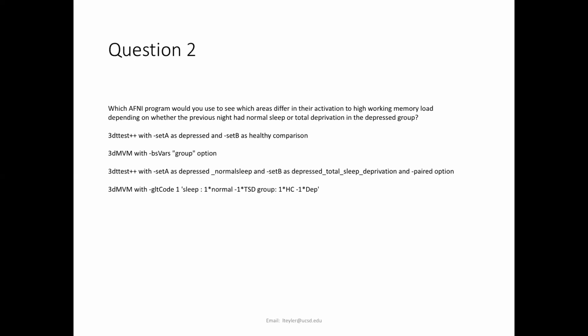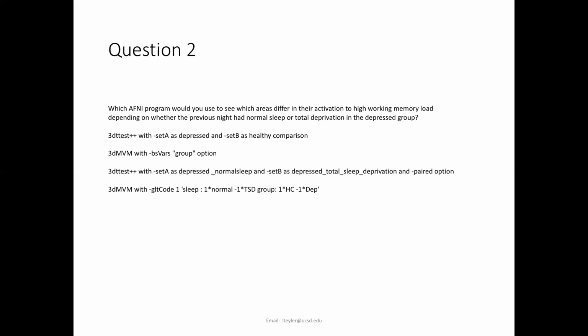Okay, which one are people liking this time? The third one. Okay. Good. Yeah. So the first one would be comparing depressed and healthy comparisons. That's like your sort of normal 2-sample t-test. The second one would actually probably lead to the exact same answer as the 3D t-test because it's the MVM with a between subjects group, which would be depressed versus healthy comparison.